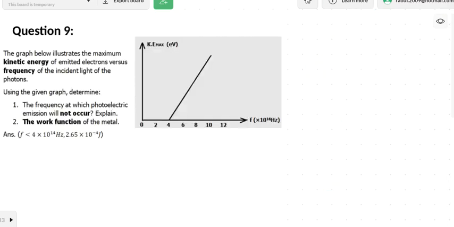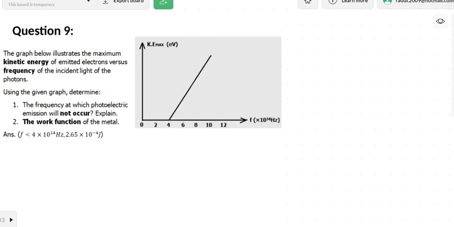So we continue solving with a new question. It's question number 9. Let us read the question together. The graph below illustrates the maximum kinetic energy of emitted electrons versus frequency of the incident light. As you see, we are familiar with these types of graphs: kinetic energy versus frequency. Using the given graph, determine the frequency at which photoelectric emission will not occur.